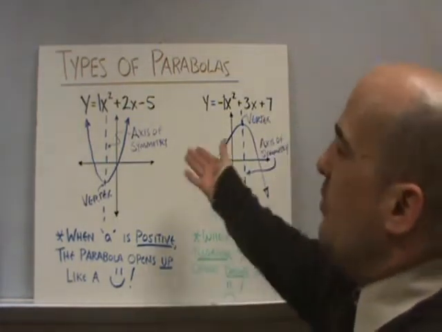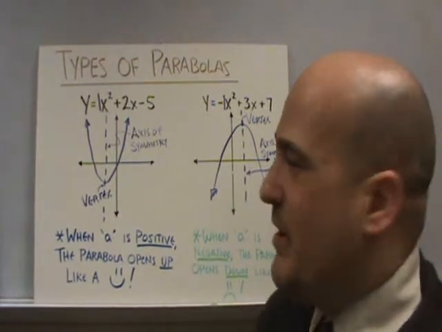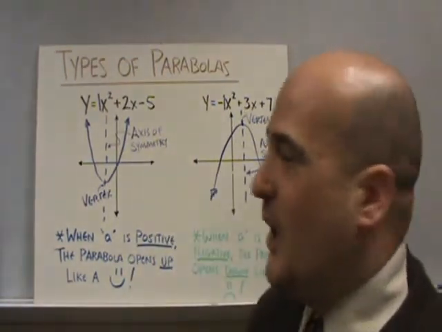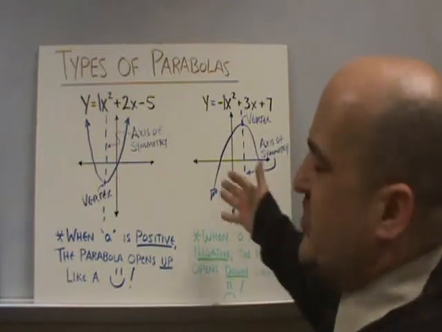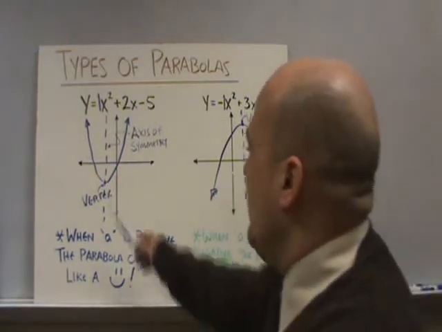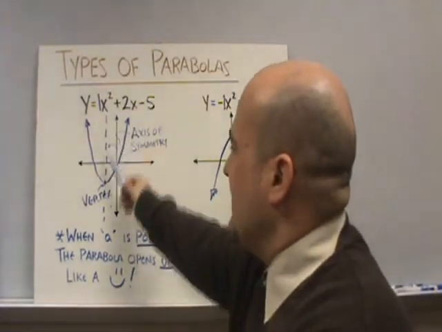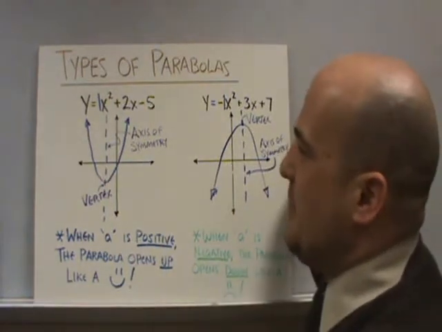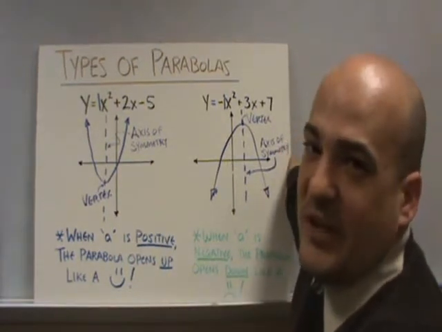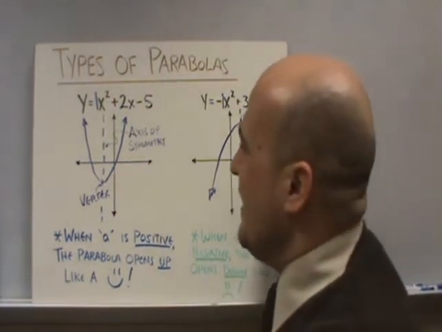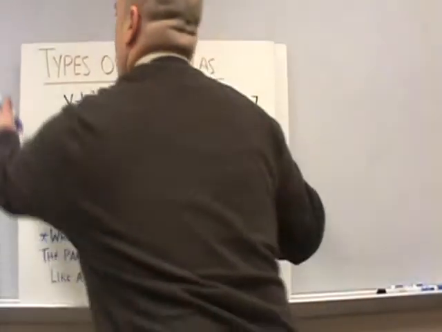So that's 2 types of parabola, and there's more, but we're going to focus on these 2 for quite a while. And this is just how parabolas look and where the vertex is and where the axis of symmetry is. So let's look at some examples now of real ones where we can actually find the vertex and the axis of symmetry.